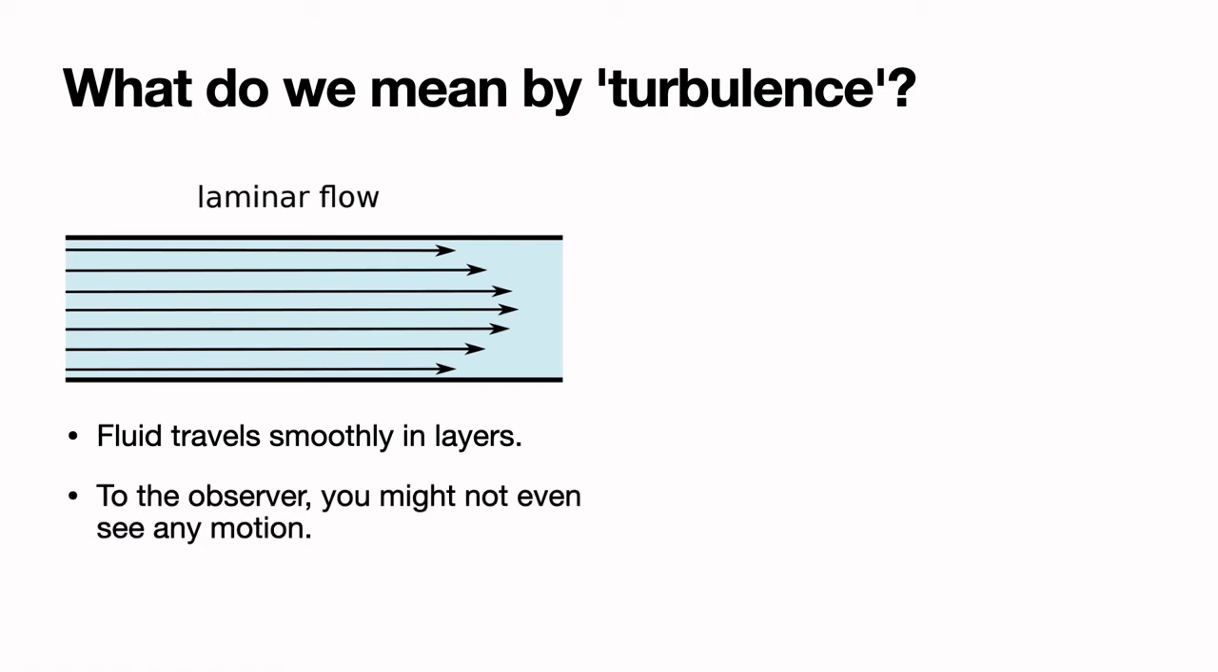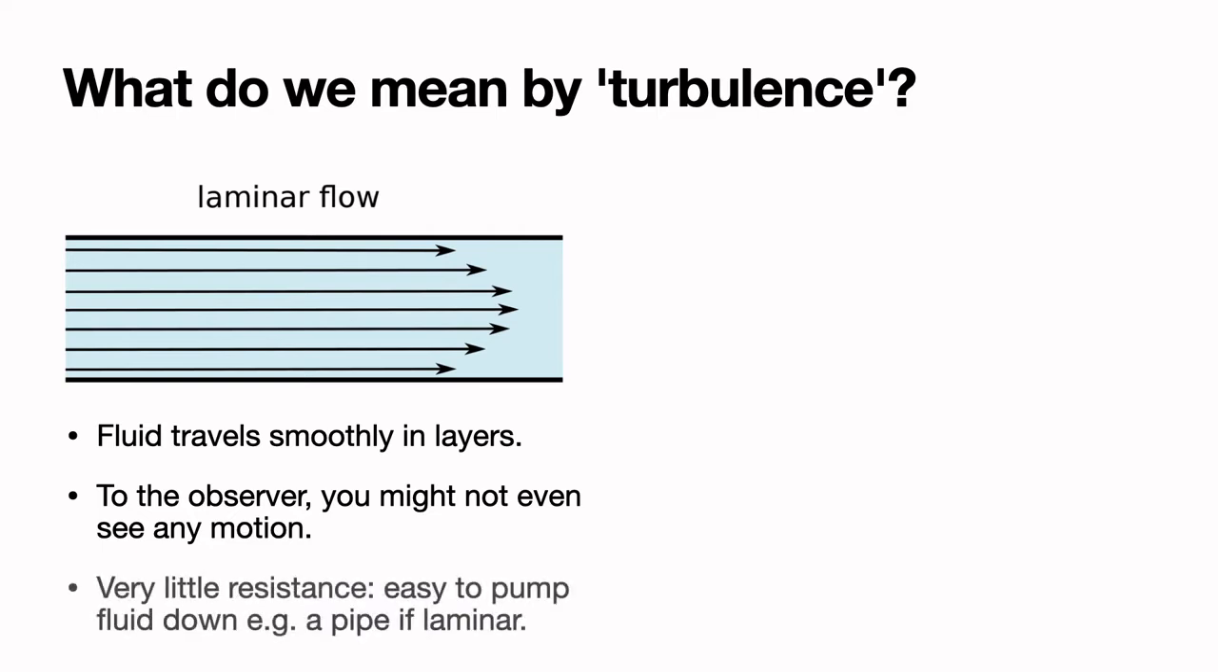To the observer then, laminar flow is so smooth that you might not even see any motion. So, for example, if you go onto YouTube and have a look at some laminar flows, they perhaps look like they've even been computer generated because they look so static in time. But in reality, the fluid actually is flowing through those things. There's also very little resistance in laminar flow. So it's quite easy to pump fluid down a pipe if it's laminar. But as we're going to see in a second, if it's turbulent, it becomes quite a lot more challenging.